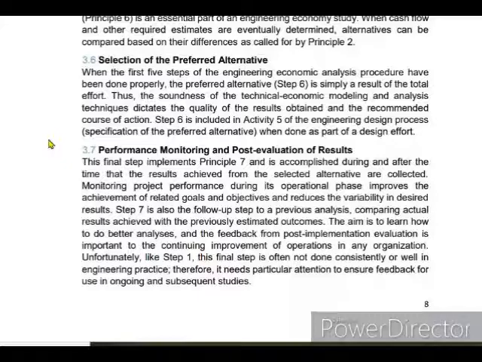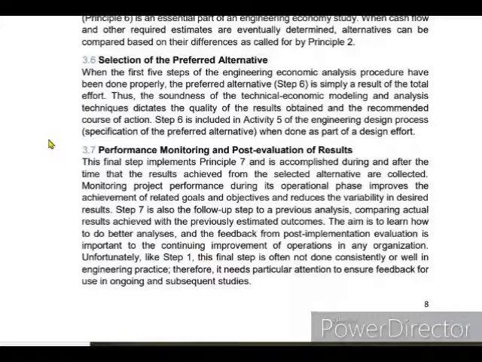Next, 3.7. Performance monitoring and post-evaluation of results. The final step implements Principle 7 and is accomplished during and after the time that the results achieved from the selected alternative are collected. Principle 7 is about monitoring the result. We have to monitor the milestone that our chosen alternative has achieved, if it will benefit the company in the long run or not. So we have to monitor it.